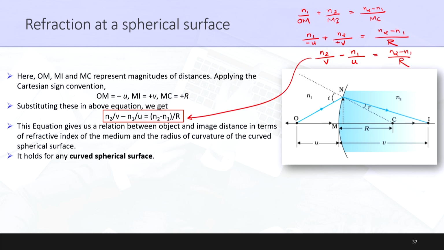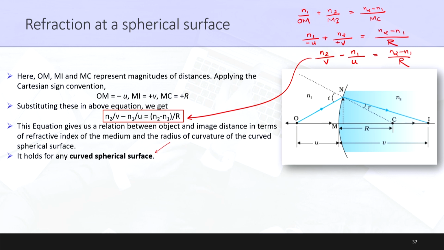Now, this equation gives us a relation between the object and the image distance in terms of the refractive indices of the media and the radius of curvature of the curved spherical surface. You already know the values of n2 and n1, u, and capital R, so you can directly find the value of capital V, that is the image distance. Where will the image be formed? The image will be formed on the second side, that is, on the right-hand side of the surface, assuming that the incidence is happening from the left-hand side to the right-hand side. It holds for any curved spherical surface.